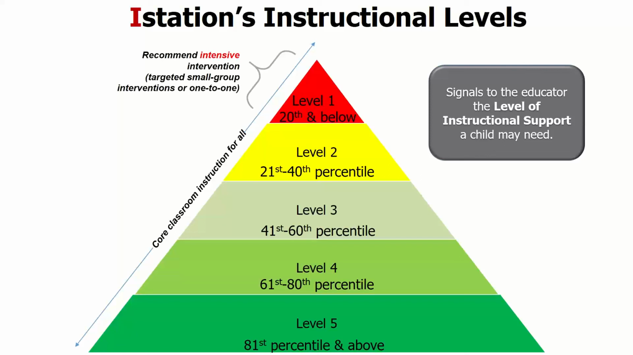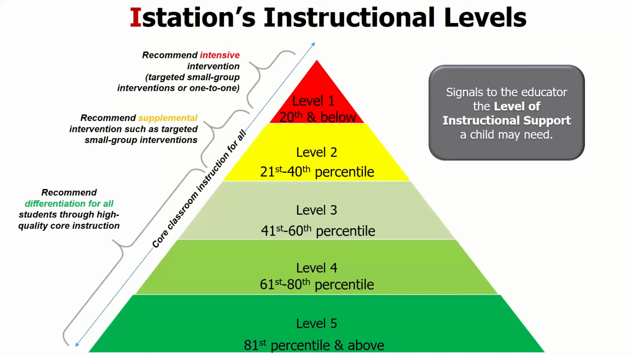And these students, we recommend intense intervention for targeted small groups or even one-on-one instruction. Our tier 2 or level 2 students, those are students that require supplemental intervention, such as targeted small group interventions. And here, tier 1 or our levels 3, 4, and 5 is really where we can start disaggregating the data at a more granular level.